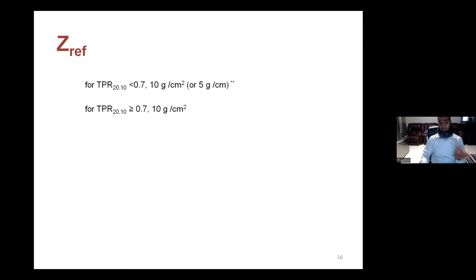But if you want to use a 5 centimeter depth for your reference dosimetry, then you should make sure that your TPR 2010, the ratio of this, should be less than 0.7. If it is greater than 0.7, you have to use 10 centimeter. You can't do it at 5 centimeter.